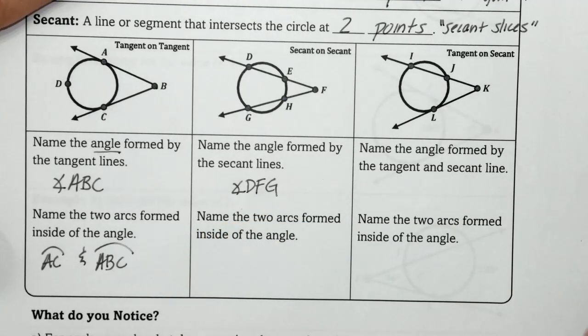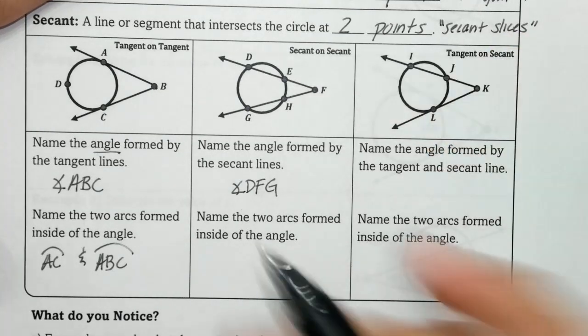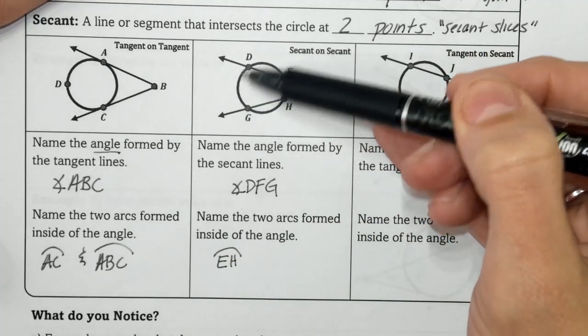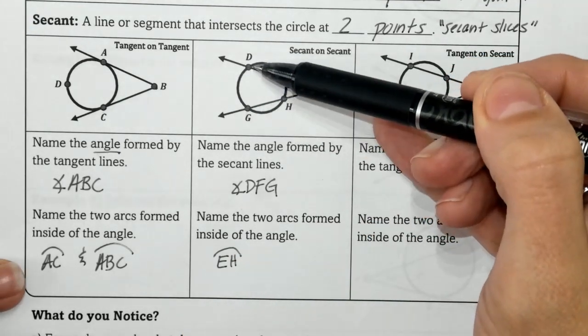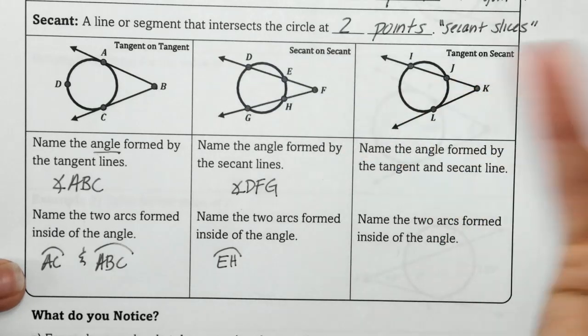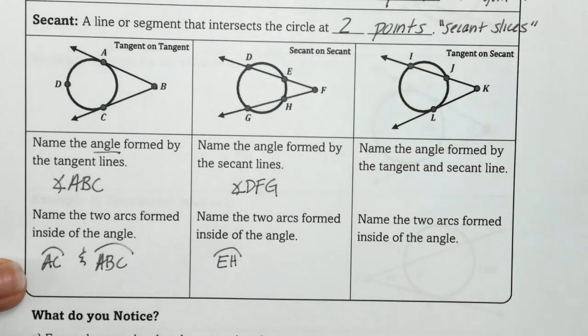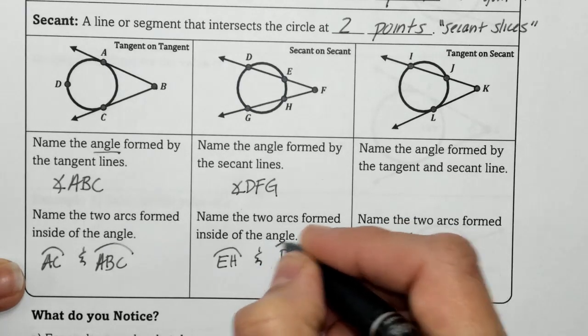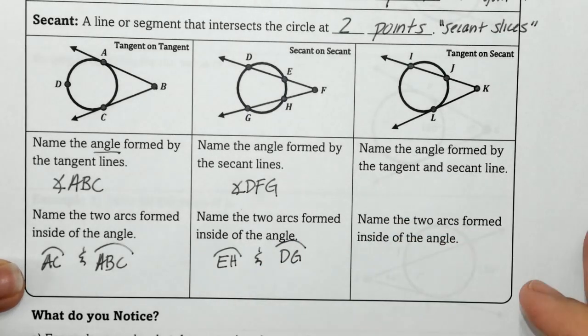Now it wants to know the two arcs that are formed. Closer to it we have arc EH, and because the other arc does not have a point, we can assume this is going to be a minor arc, arc DG. Now again, if you want to call it arc GD, you can as well, but these are our two arcs that we're dealing with, and these arcs and angles are going to be very, very important.